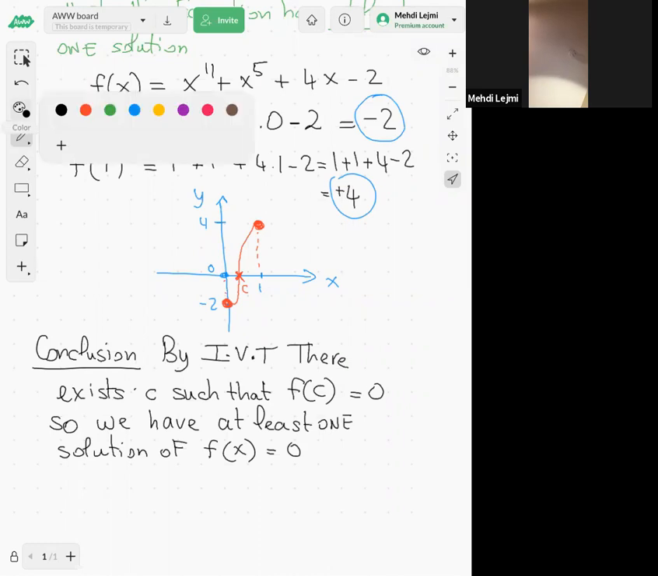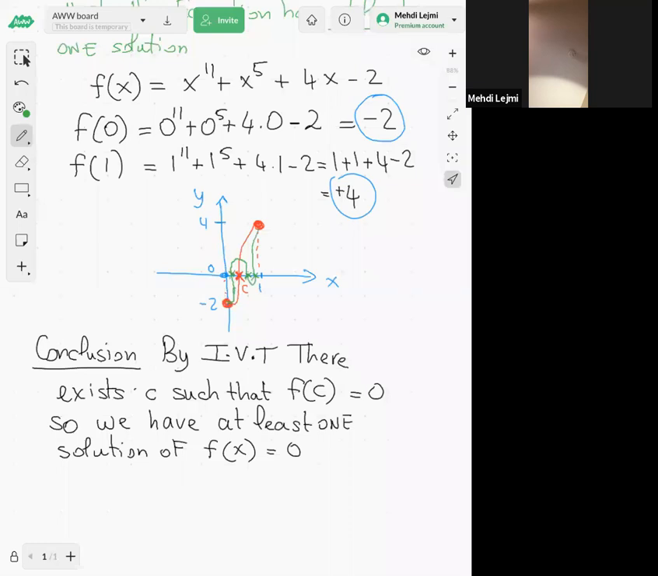So, for example, it's possible that your graph would be like, you want to go from negative 2 to positive 4, but then you can cross the x-axis a first time, a second time, a third time, right? So you would have more than one solution of f of x equal to 0, right? So this first step just says that there is at least one solution. It could be 1, it could be 2, it could be 3, it could be more, right? But you know there is at least one solution.